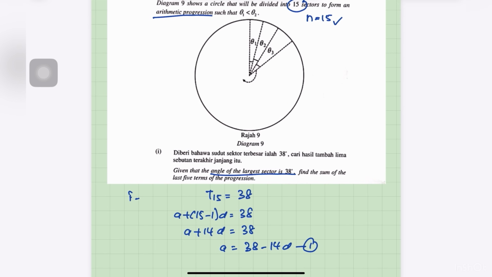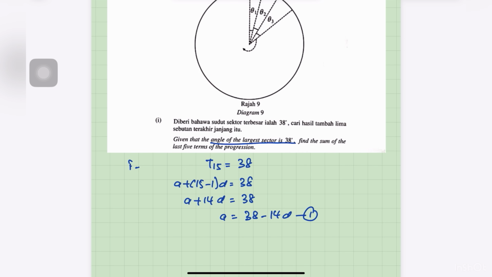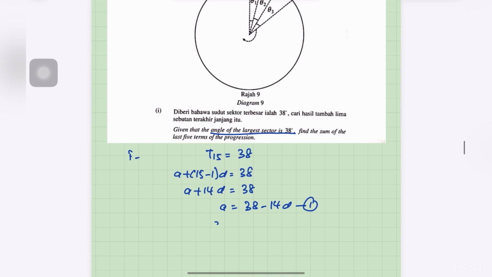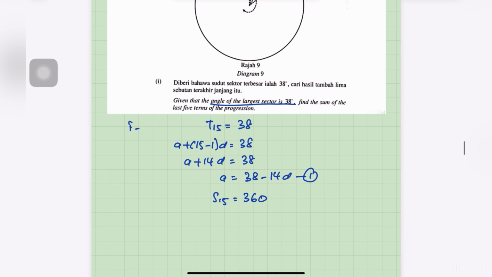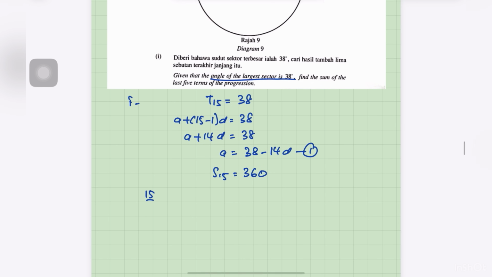So we just got the first equation. Earlier we said we need two equations to solve simultaneously. But we know the total angle, because it is a circle, so the total angle is 360. So S15 equals 360. So we substitute into the formula of S15: 15/2 (2a plus (15 minus 1)d) equals 360.